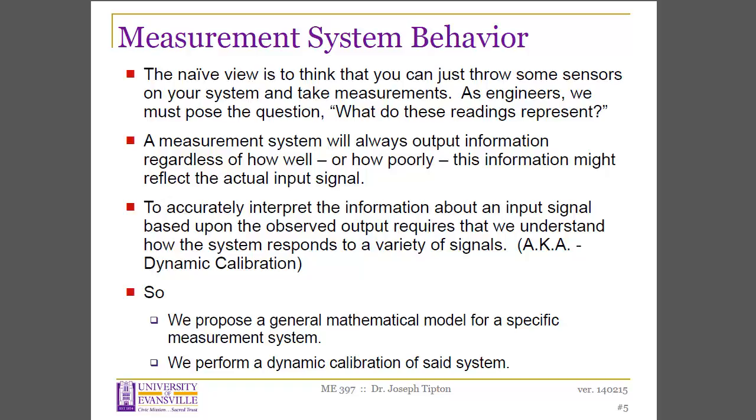Very similar to how we would calibrate a static system by putting in an input and observing the output, and doing that for different circumstances. Now, however, time is a variable, so we have to look at dynamic signals and how those affect the dynamic output of the measurement system. To do this, we start by proposing a general mathematical model for the measurement system, and then we perform a dynamic calibration of the system, and we do that to figure out the parameters of the mathematical model.